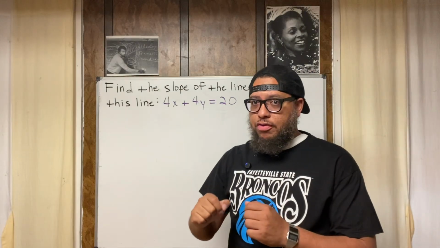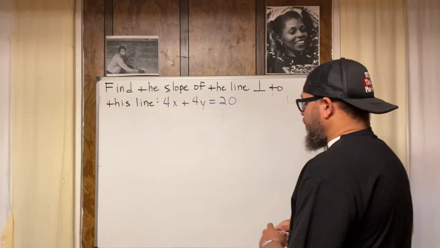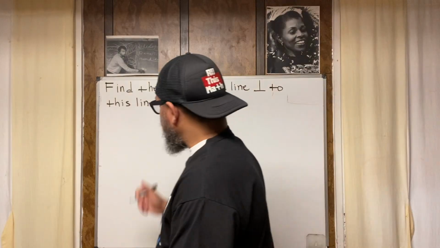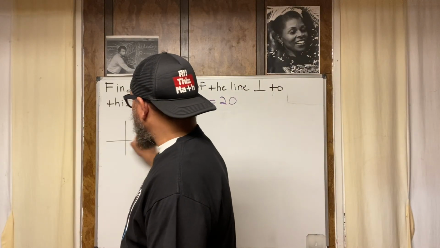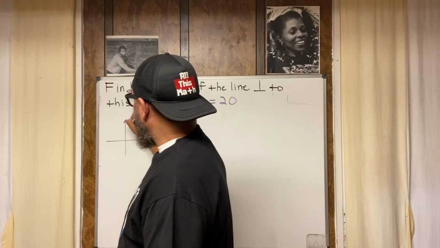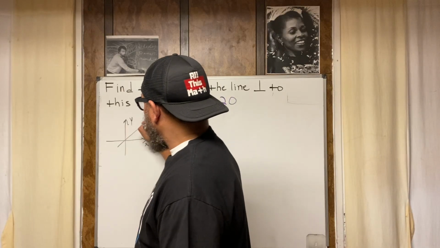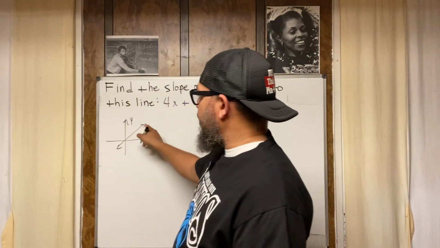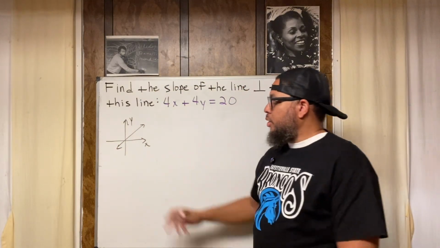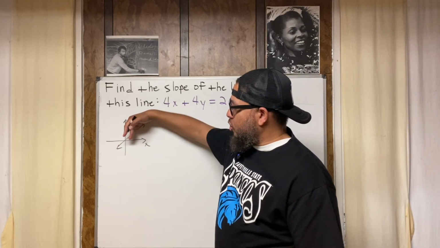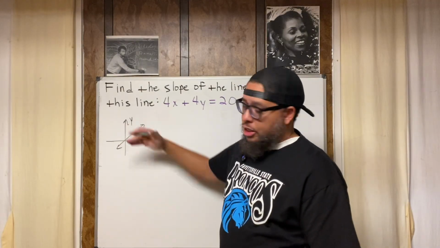If you were to graph, let me show you something. Let me do a quick and dirty graph. So let's say we've got a y-axis and an x-axis, and that's your graph of a straight line. The slope determines how slanted it's going to be or how flat it's going to be. That's what the slope does.